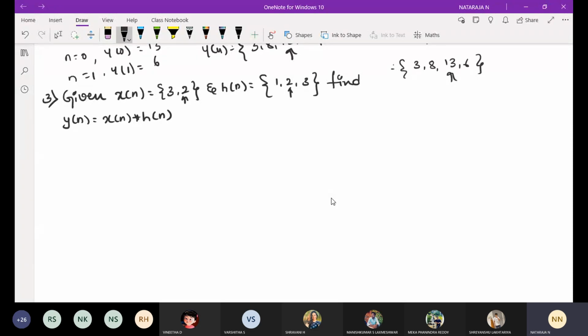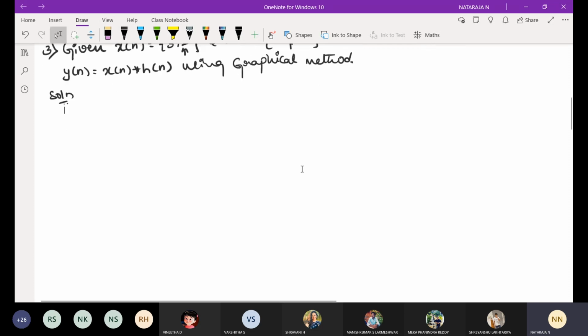y of n is equal to x of n convolved with h of n using graphical method. Okay, now all of you observe one problem I will solve. Next problem you have to try.